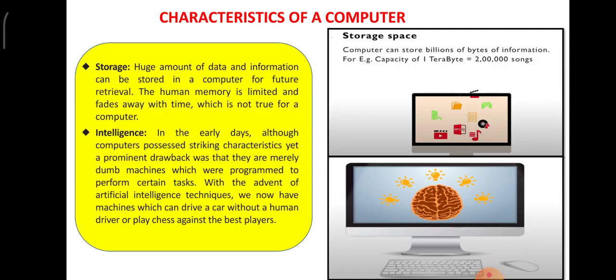Now the next one is intelligence. In the early days, although computers possessed striking characteristics, yet a prominent drawback was that they were merely dumb machines which were programmed to perform certain tasks. With the advent of artificial intelligence techniques, we now have machines which can drive a car without a human driver, or play chess against the best player.